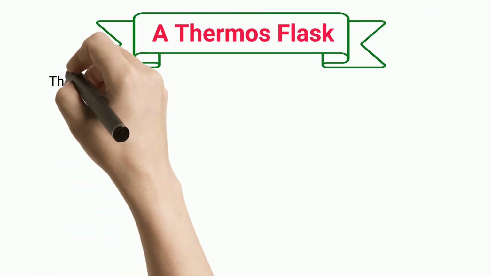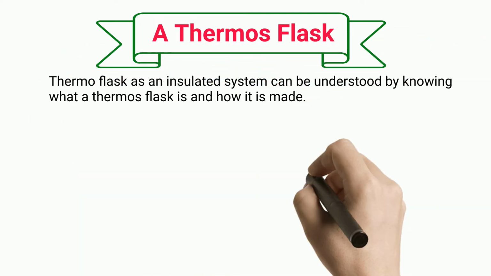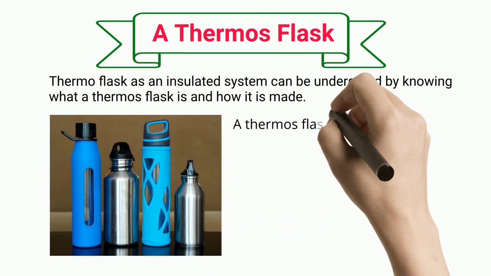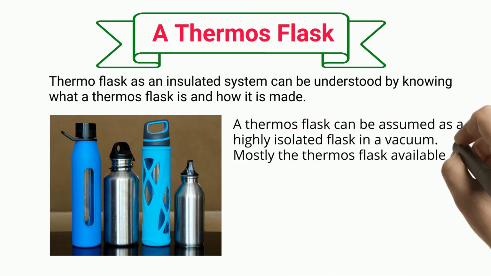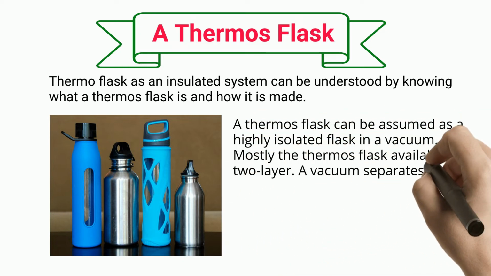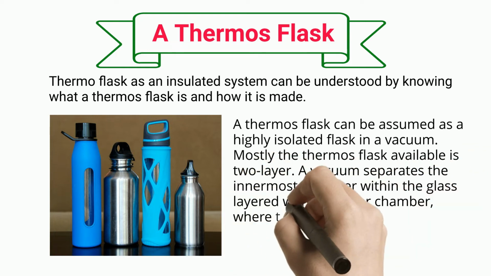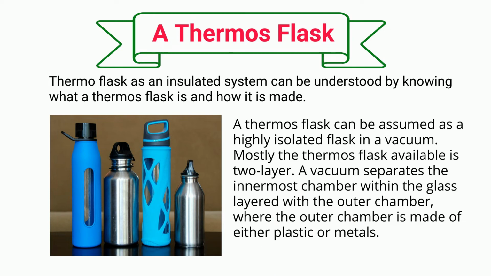A thermos flask. A thermos flask as an isolated system can be understood by knowing what a thermos flask is and how it is made. A thermos flask can be assumed as a highly insulated flask with a vacuum. Mostly the thermos flasks available are two-layered. A vacuum separates the innermost chamber, made of glass, from the outer chamber, where the outer chamber is made of either plastic or metal.